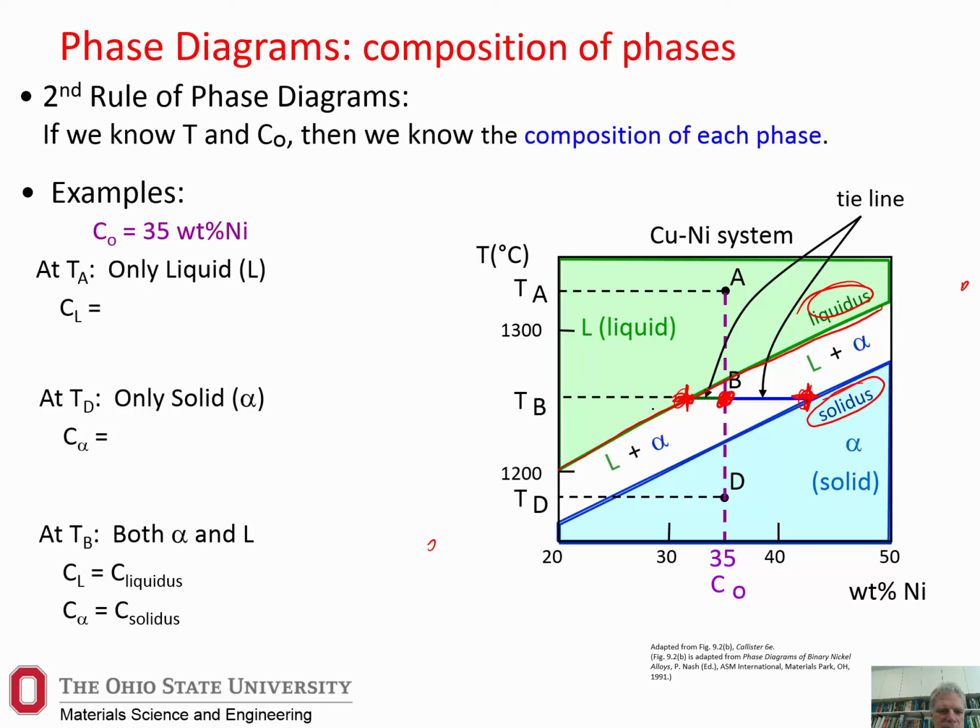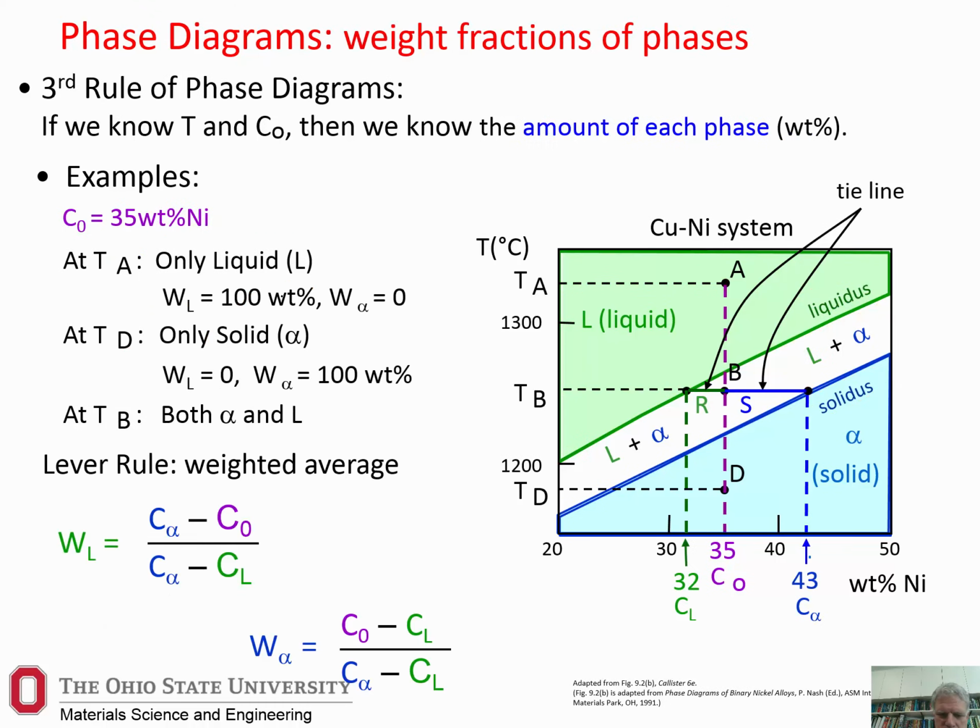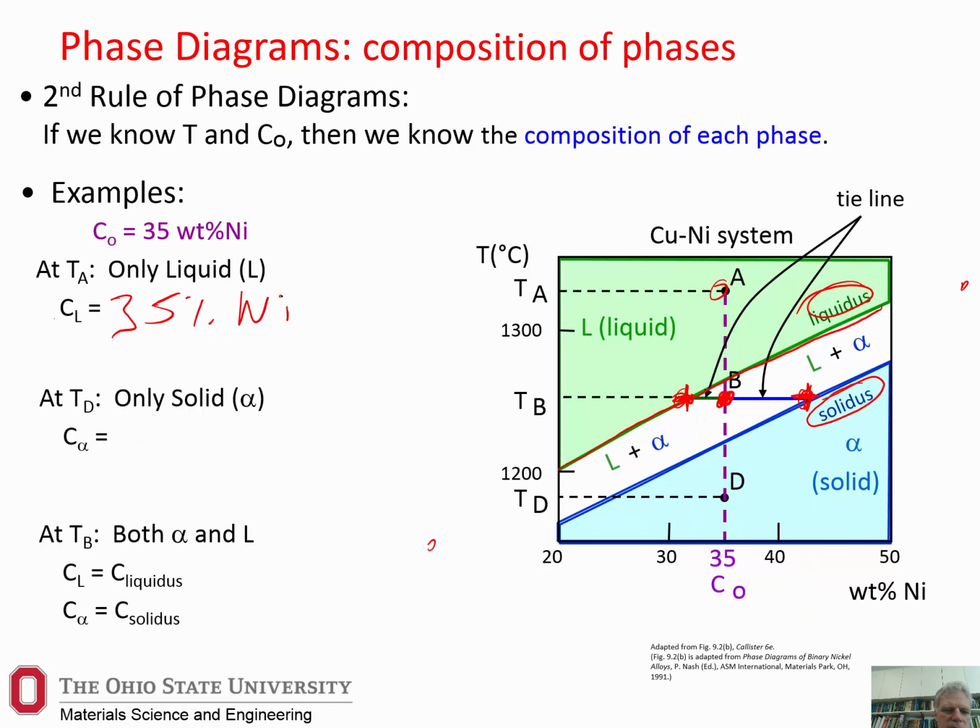So let's consider we're at T sub A. We only have liquid. What's the composition of liquid? Well, that would be 35% nickel is the composition, of the nickel. And if we're at T sub D here, equilibrium is you've got solid only, and it's going to be 35% nickel.